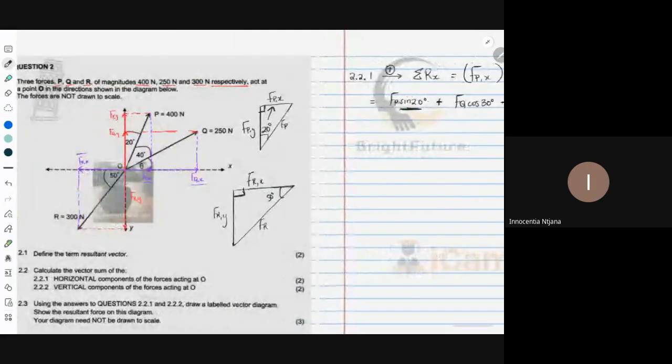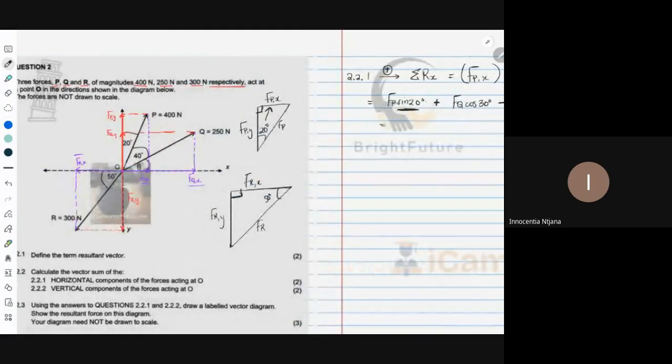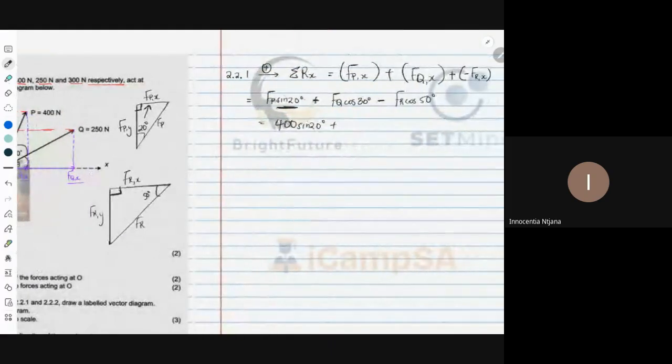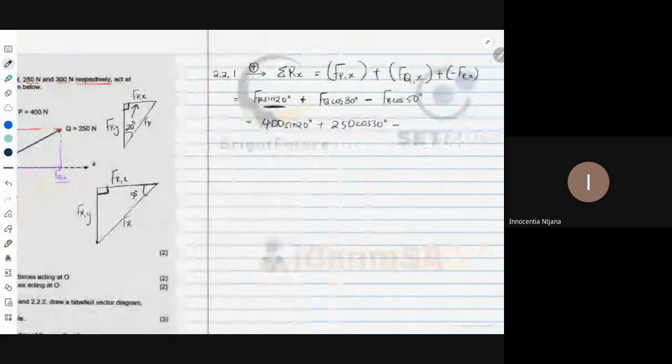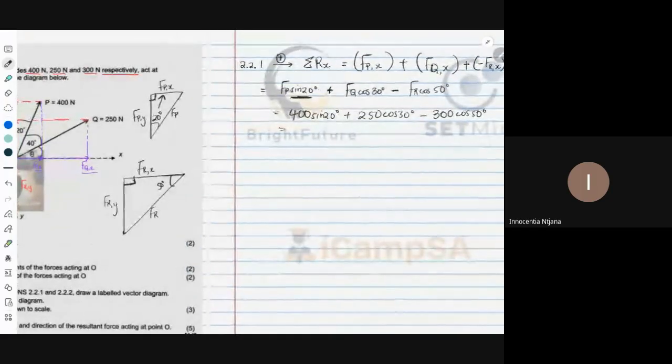So now FRX will be cos. It's FR cos 50 degrees. So now we can substitute. FPX is just 400 sine 20 plus FQ, 250 cos 30, minus, what was this one? 300 cos 50 degrees. Yes, you'll get your answer.